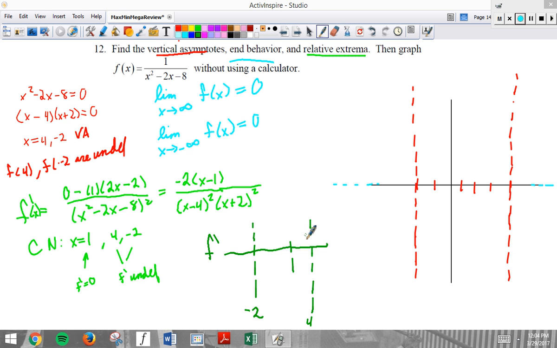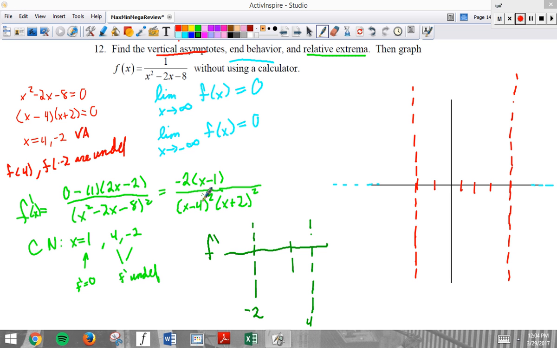And you want to check each of these 4 segments. It's a hugely common mistake for students to forget to check 4 segments here because of these 2 undefined points. However, when I go to check, you need to know that the denominator is always positive because it's the product of 2 positive numbers. Why 2 positive numbers? Because this is squared and this is squared.